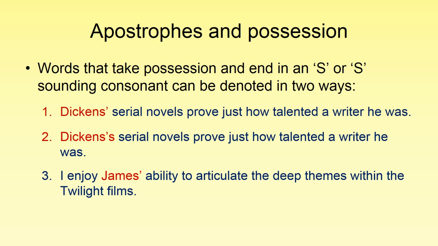Here's another example. I enjoy James's ability to articulate the deep themes within the Twilight films. So we're saying James is possessing. We could have the apostrophe S like this example up here, but most of the time we're just going to have the apostrophe to denote James's, or that James is possessing the ability.